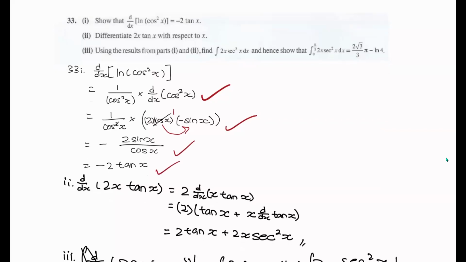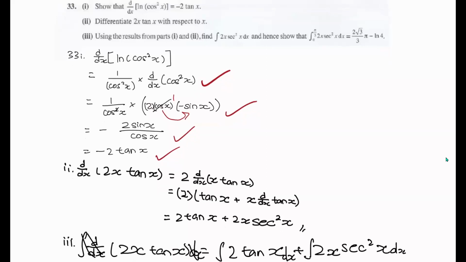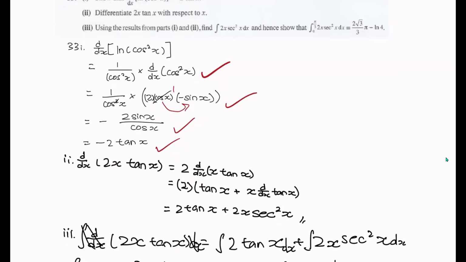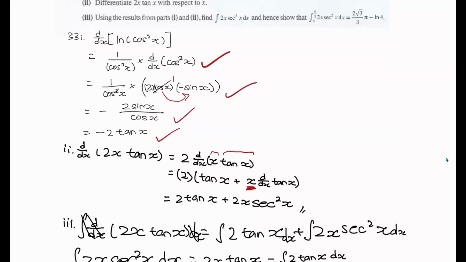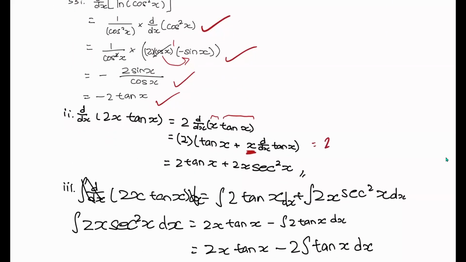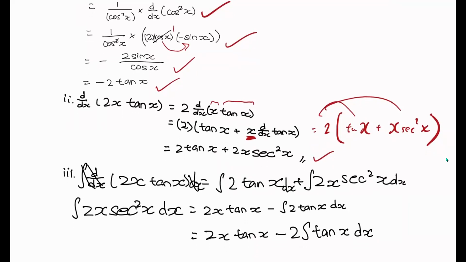Good. Differentiate 2x tangent x with respect to x. Here you factor out a 2. There's a product going on, so you use the product rule. Differentiate x, you get a 1, leave the tangent alone, plus take the x, then differentiate the other guy, tangent x. So this becomes 2 bracket tangent x plus x times the derivative of tangent, which is secant squared x. Then you distribute the 2, you get 2 tangent x plus 2x secant squared x. Good. Then you've got the derivative of this guy equals this guy.